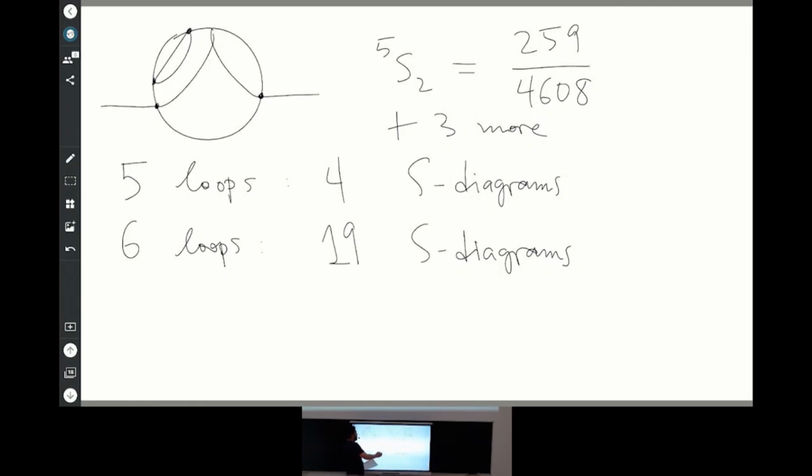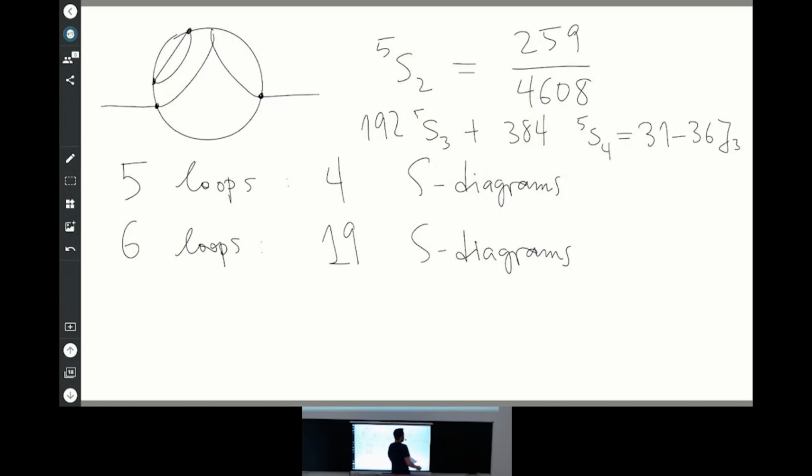It just so happens that we get 4 equations, and one of them requires that this is the case for this diagram. The other ones don't. So there is another equation. I didn't write the diagrams down, but there is another equation that says, 192 times another coefficient plus 384 times another coefficient, which was from another S diagram, must be 31 minus 36 zeta 3. There is another equation like this. So I don't necessarily fix them all, but I fix that certain combinations of them must satisfy equations.